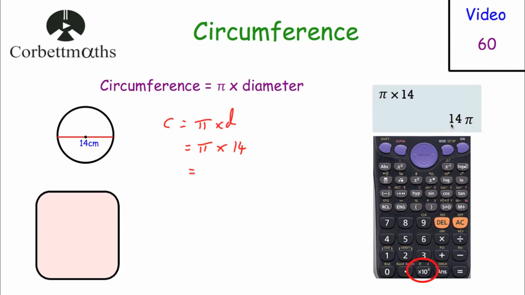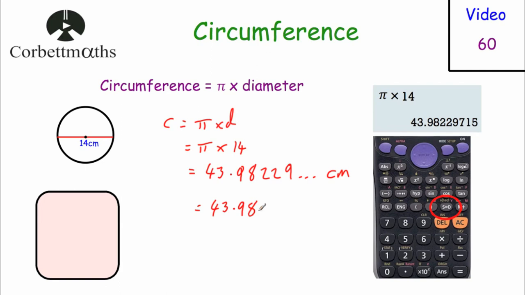Now, sometimes it will come up like this, 14 pi, depending on the mode of your calculator. So you'd press the SD button there, and then it will tell you the circumference of the circle. And here we've got the circumference of this circle will be equal to 43.98229 and so on centimetres. I'm going to round this to two decimal places, so I'm going to write 43.98 centimetres. So the circumference of this circle will be 43.98 centimetres.